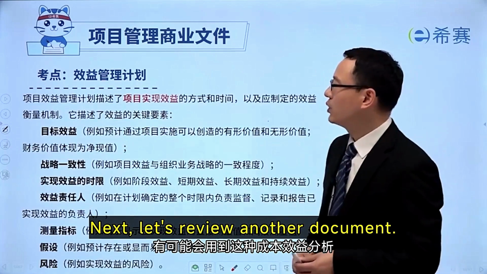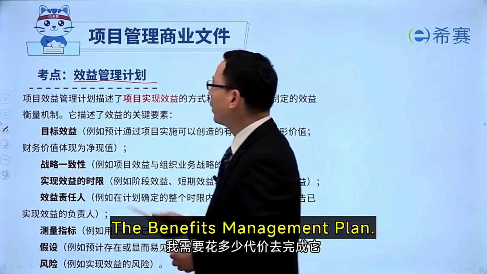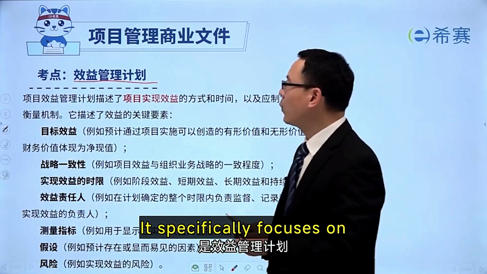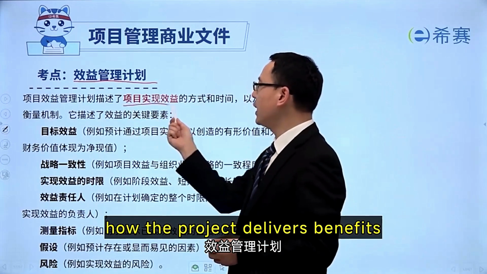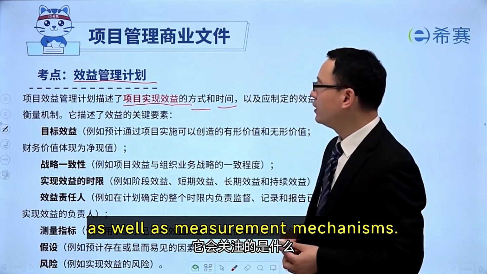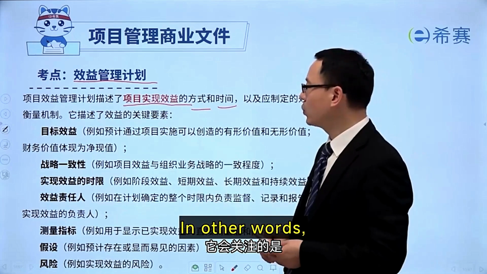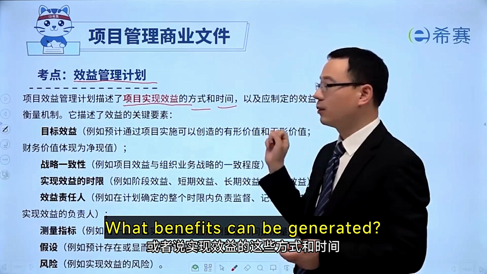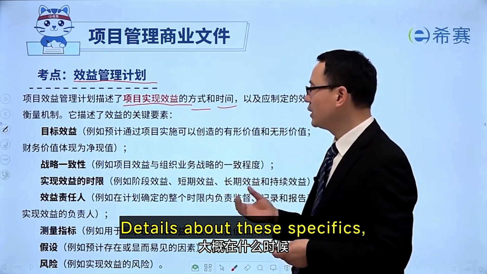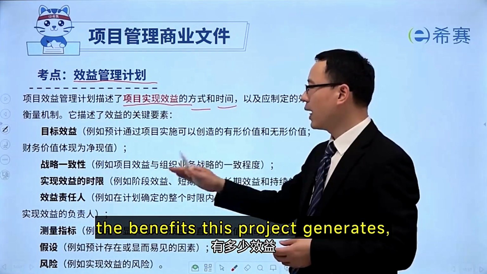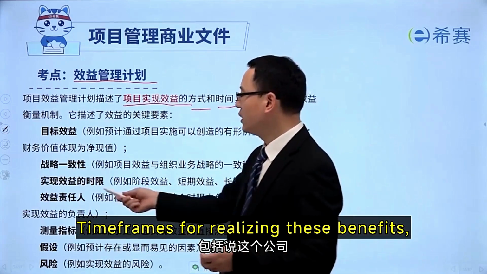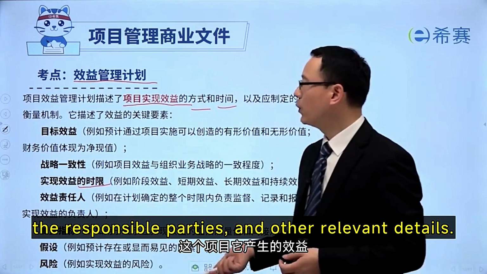Next, let's review another document. This is the Benefits Management Plan. The Benefits Management Plan complements our business justification. What are its primary focus areas? It specifically focuses on how the project delivers benefits, the methods and timeline for realizing these benefits, as well as measurement mechanisms. In other words, roughly what benefits can be generated, how significant are the benefits, when will we break even, details about these specifics, including which benefits this project generates for the company, and how they align with the company's strategic goals. Are they consistent with our strategy? Timeframes for realizing these benefits, the responsible parties, and other relevant details.